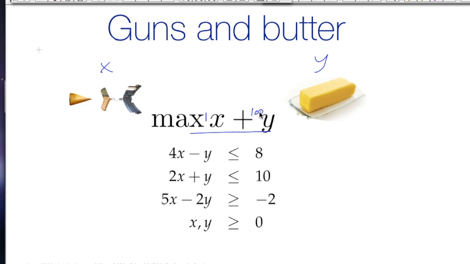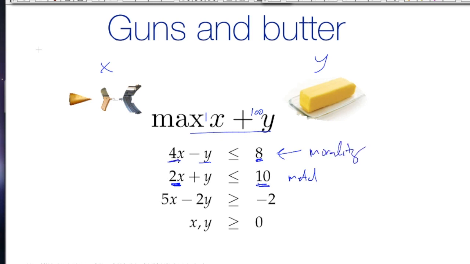But there might be a few constraints. So for example, you might have 10 units of metal, and a gun takes twice as much metal or electricity or whatever as a unit of butter. And so given the 10 units of this physical resource that you have, the amount of guns and butter you have to produce has to be less than 10. There might be other constraints like this, for example, a morality constraint.